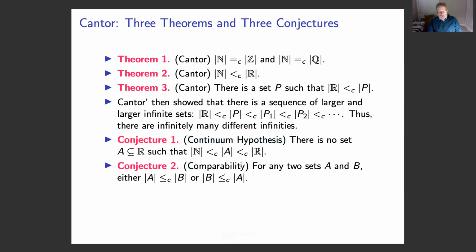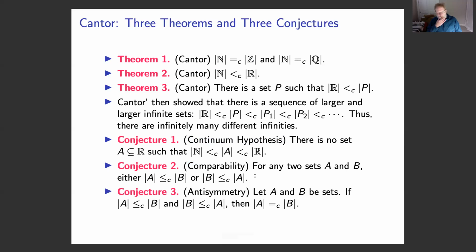Then there's this other conjecture. He says, given any two sets, one is going to have size less than or equal to the other. And that's what this is, the comparability. So for any two sets, we can decide which set is bigger than the other. And it seems obvious, right? Because it reminds us of the ordering on the real numbers. But it's not obvious that this is true or false.